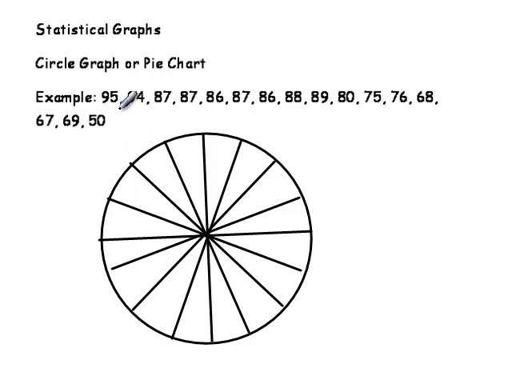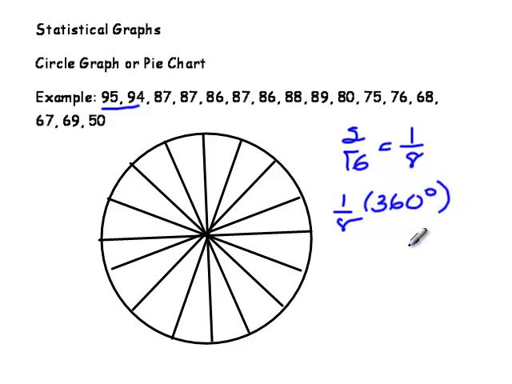So beginning with the 90s, we have 2 out of 16, or 1/8 of the circle will be shaded. 1/8 of the 360 degrees. Or 2/16. So the blue area represents all the scores in the 90s.